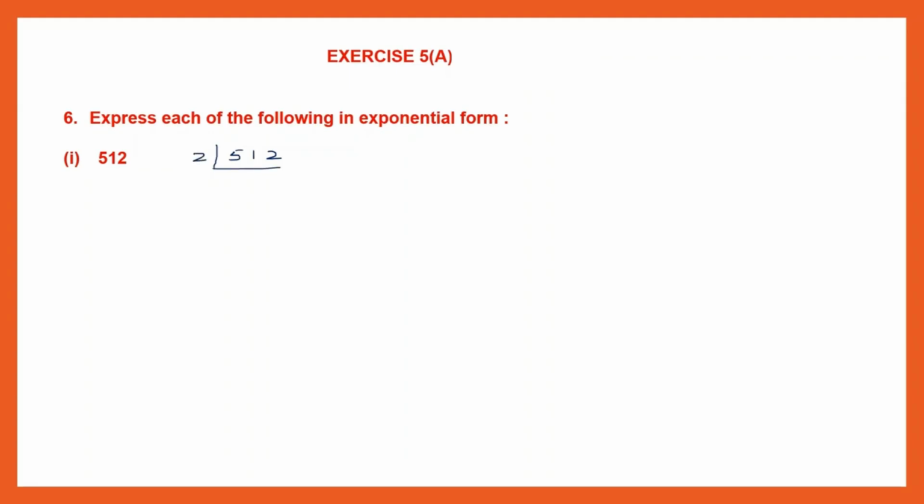So let's start with 2. Starting with the first digit, 5: 2 2s are 4. We are doing short division. 2 2s are 4, but this is 5, so what is left? 1. Now our number is 11. 2 5s are 10, and again we have 1 left. Now our number is 12. 2 6s are 12. So 2 into 256 is 512.